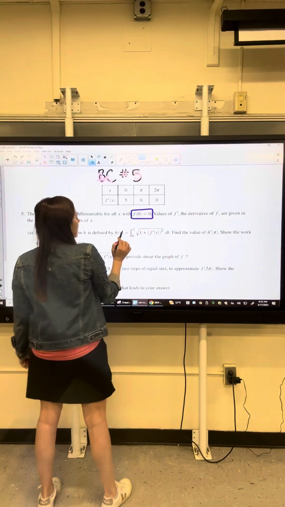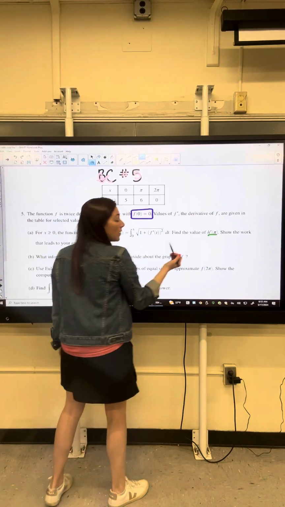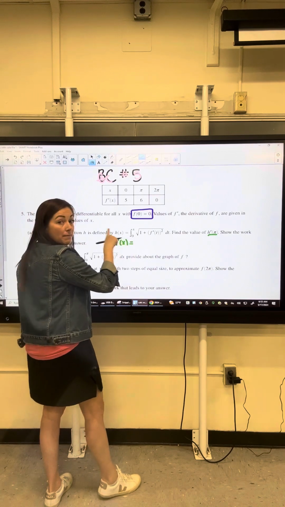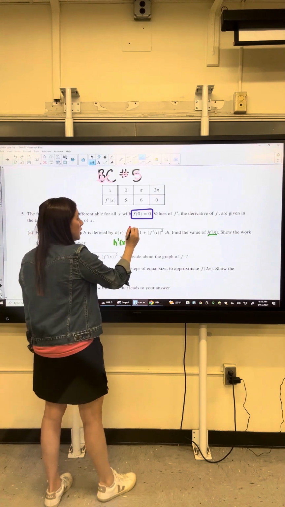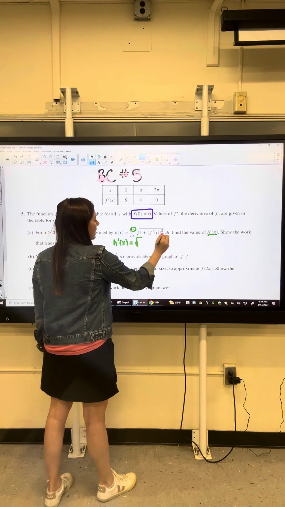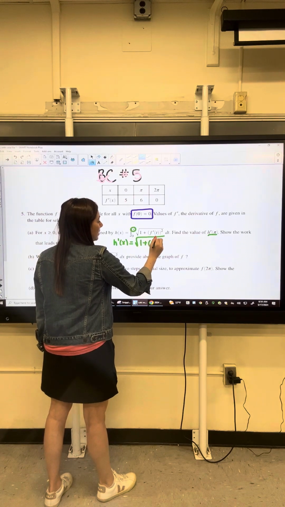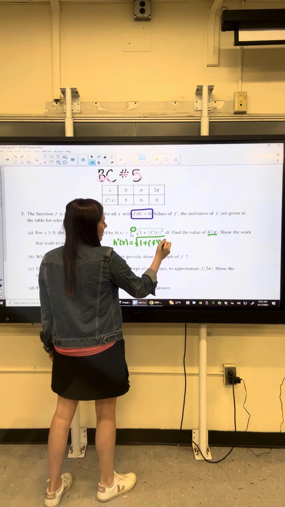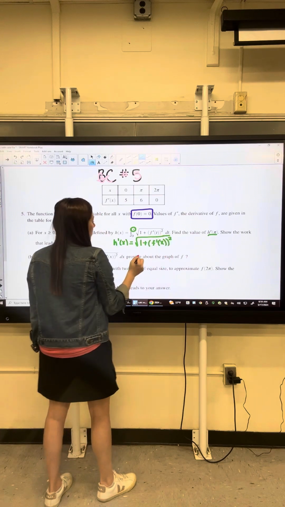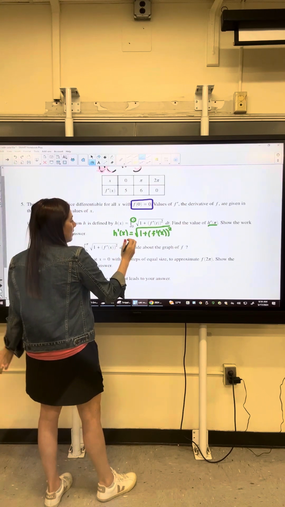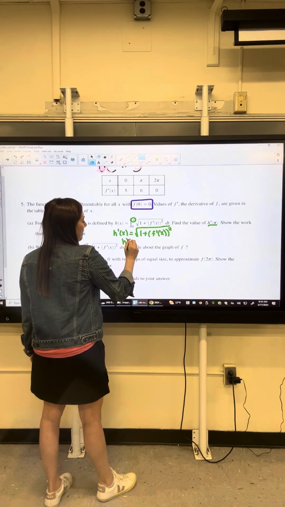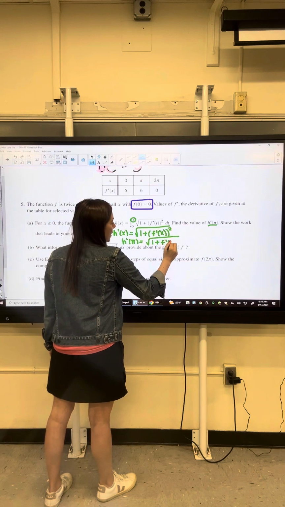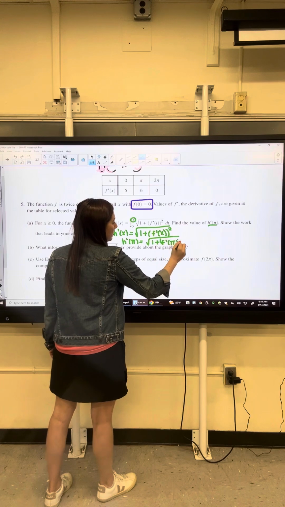So right now they want us to find h prime of pi. So what I'm going to do first is find h prime by deriving both sides. I'm going to derive the integral. So when I do that, h prime is going to be equal to the radical of 1 plus f prime of x squared. So now if they want us to find h prime of pi, h prime of pi is going to be 1 plus f prime of pi squared.